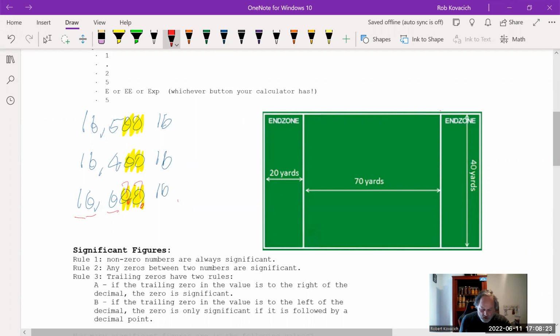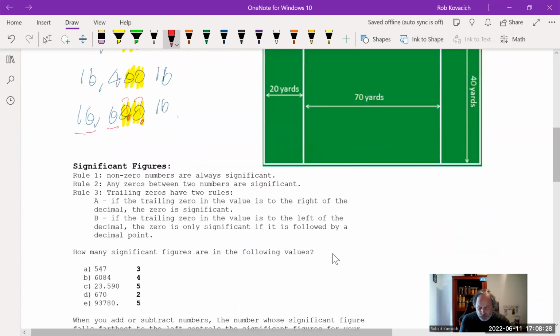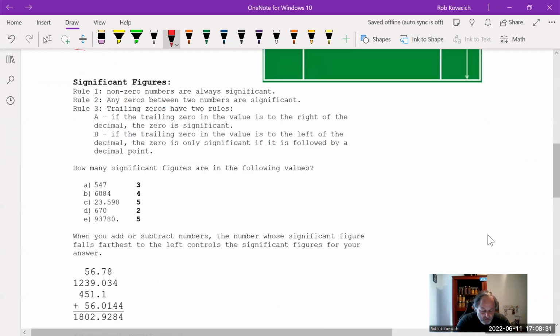Okay, so how does this work with the math? So I'm gonna talk about the rules and then we're gonna go over some examples. Any non-zero numbers are always going to be significant. Any zeros that are sandwiched between two numbers are significant. Trailing zeros have two rules. If the trailing zero in the value is to the right of the decimal place, the zero is significant. If the trailing zero is to the left of the decimal place, the zero is only significant if followed by a decimal point. So that sounds a little bit complicated, but rule number one, all non-zeros are significant.